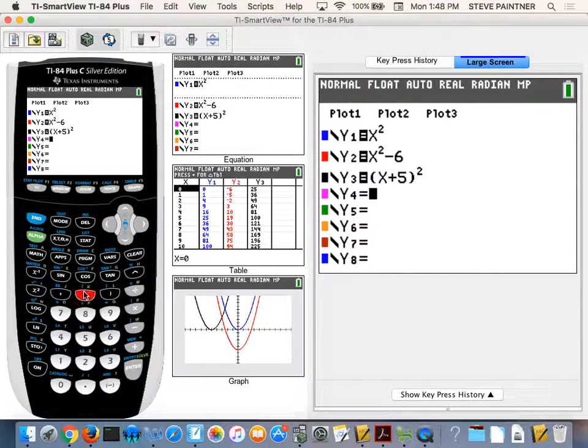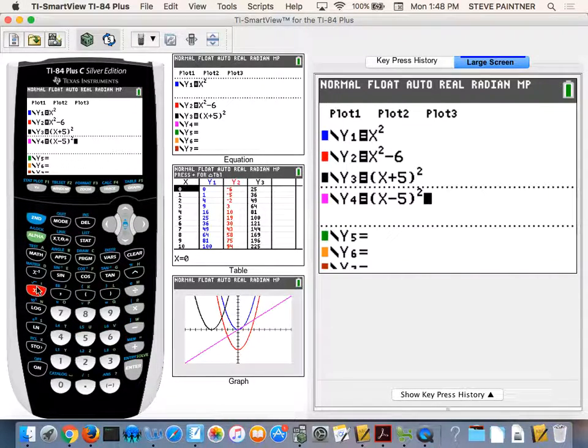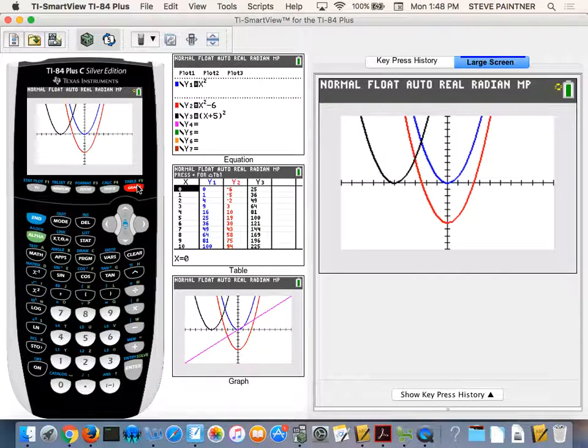Okay, so parentheses, x minus 5. Wrap it in parentheses. Put your square on the outside. Why do I need the square? How come I have to have the square on the outside? To make it quadratic. To make it this family. You got to have a square on the outside to make it quadratic. Hit it. Is it going to work?